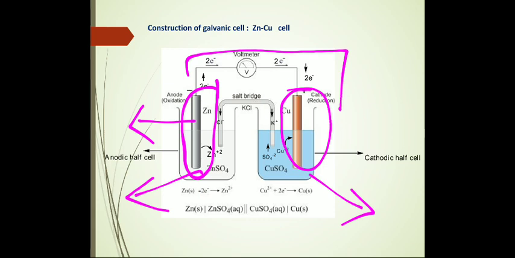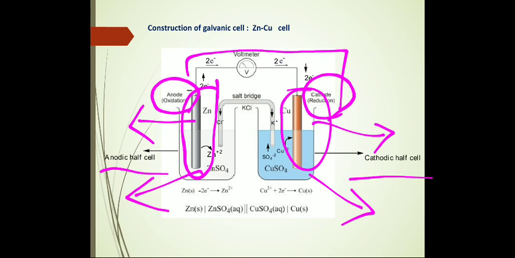This acts as the anode of the cell and this acts as the cathode of the cell, because the zinc rod undergoes oxidation and the copper rod undergoes reduction. That is why one is the anode and the other is the cathode. These two rods are connected by means of a wire, and there is also a connection between the two vessels. The connecting tube is called a salt bridge.